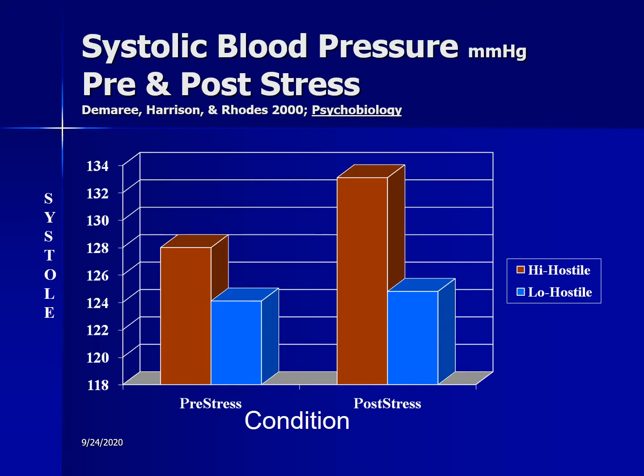When we look at systolic blood pressure, once again, this is just a sample of our findings, but low hostiles maintain control of their blood pressure as they go from baseline to a post-stress state. High hostiles lose control of their systolic blood pressure from the pain. They're unable to regulate sympathetic drive.